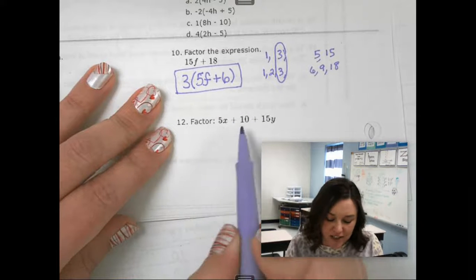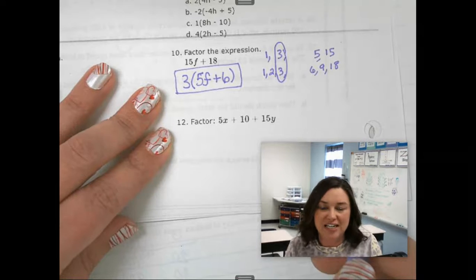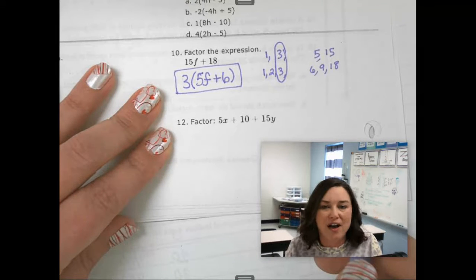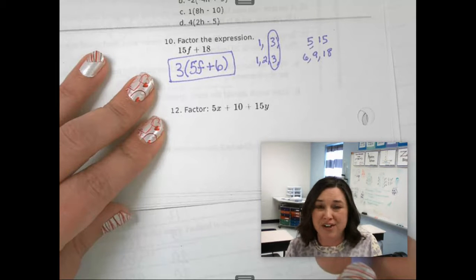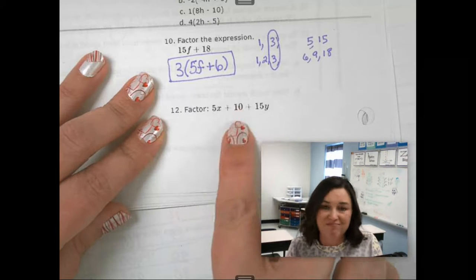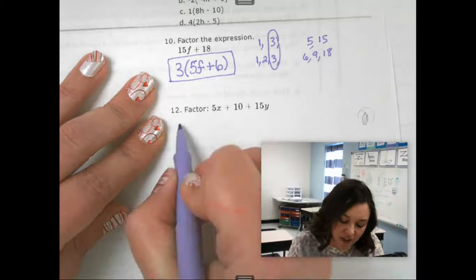And then number 12. Factor 5x plus 10 plus 15y. What do 5, 10, and 15 all have in common? Well, 5 is prime, so the only things that'll go into 5 are 1 and 5. Will 5 go into 10? Yep. Will 5 go into 15? Yep. So my common factor here is 5.